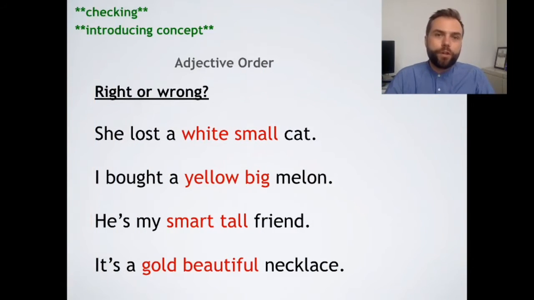Okay, so first let's see what you know. Let's check what you know so far. Have a look at these sentences. Are they right or wrong? Let's look at the first one. She lost a white small cat. Is it right? I bought a yellow big melon.